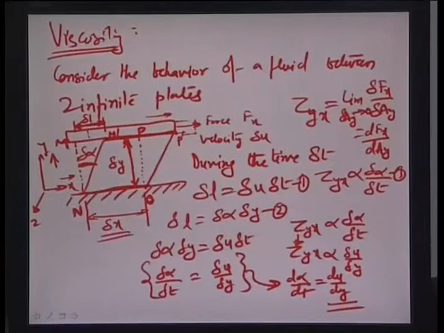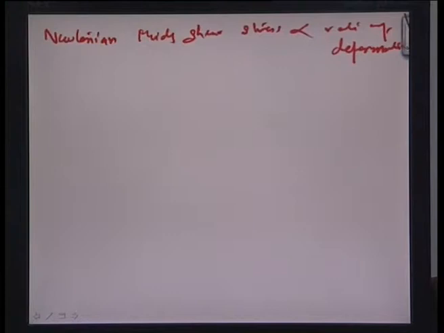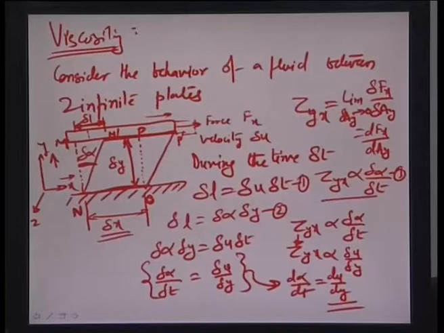So fluids in which this proportionality between shear stress and rate of deformation exists are known as Newtonian fluids, as we all know. So let us define this again here: in Newtonian fluids, and we'll in just about a minute see what happens in the non-Newtonian case and how that is different from this particular illustration, the shear stress is directly proportional to the rate of deformation. As we have illustrated here before, I just forgot to mention that this proportionality only holds valid for Newtonian fluids.